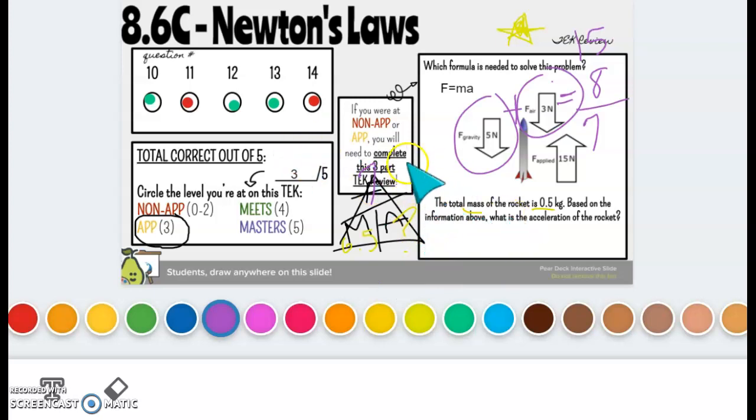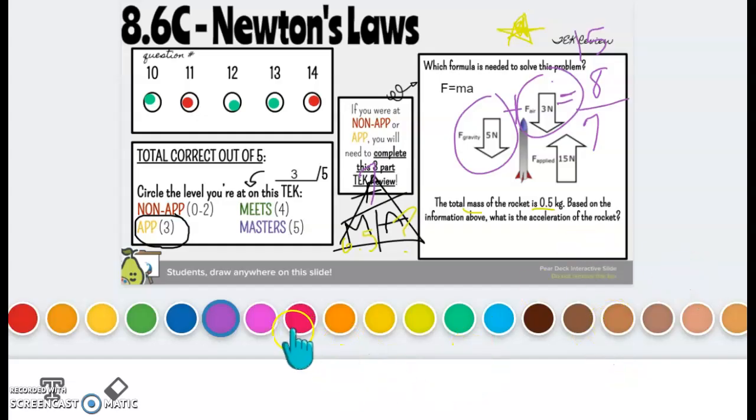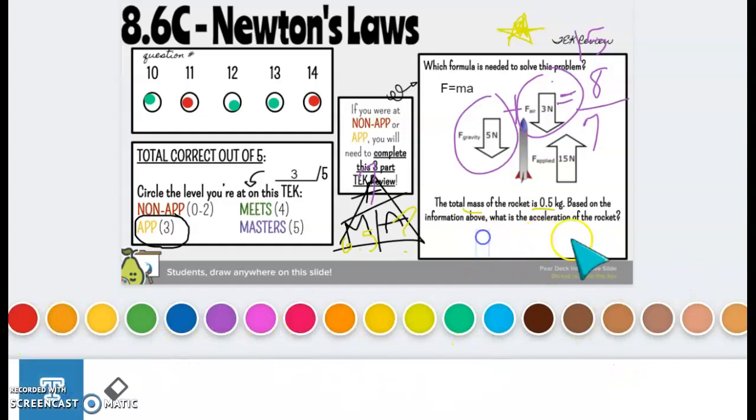So to find acceleration, we would do 7 divided by 0.5. So in my calculator, I'll plug the 7 in first. So 7 divided by 0.5, and we get 14. So the acceleration of the rocket is 14 meters per second.